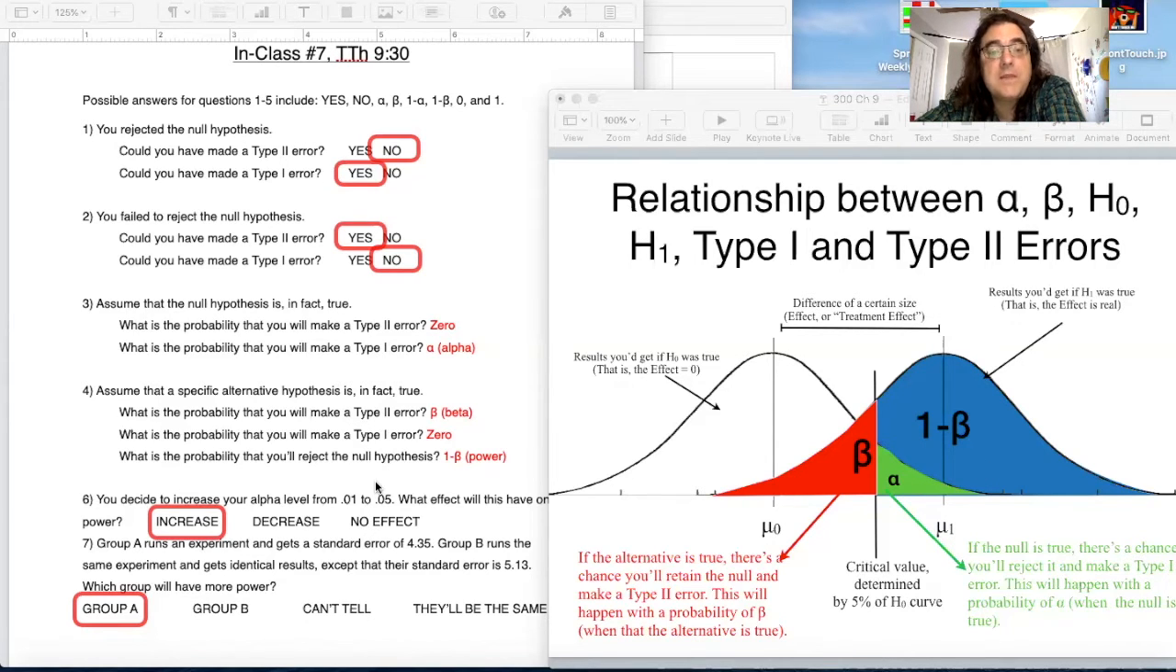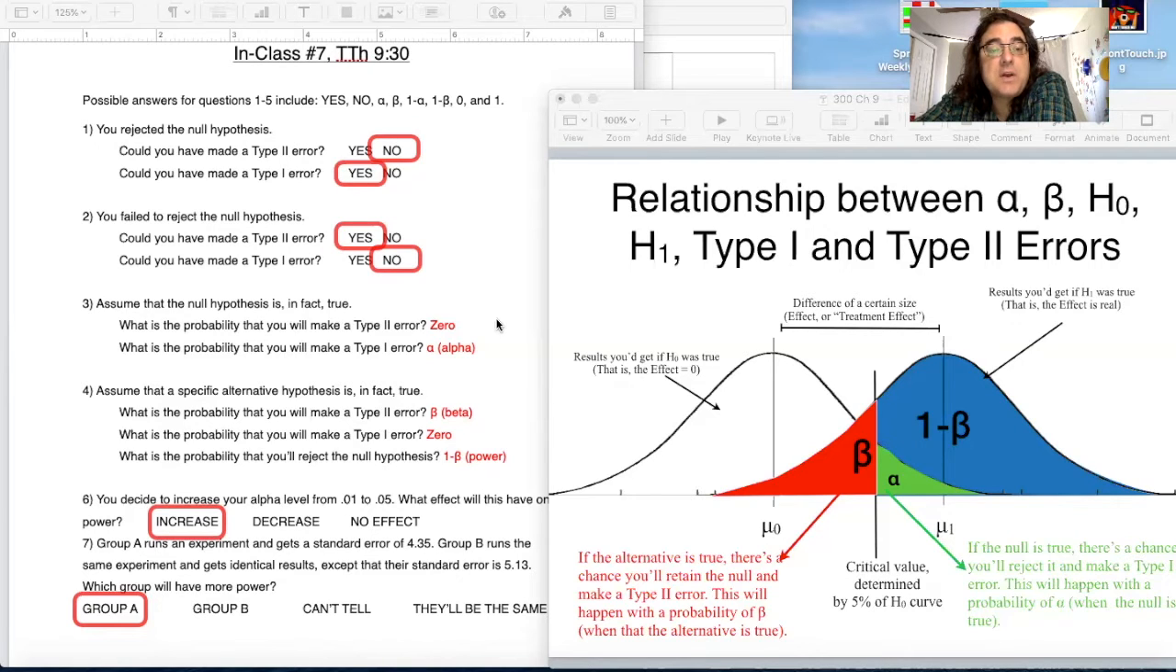What is the probability that you'll make a type 1 error? Well, that's what alpha is. If you are under the null hypothesis curve, there is an alpha probability that you'll reject the null anyway, and that's the green area. Alpha is determined before the fact. We're usually comfortable with a 5% probability of that happening.